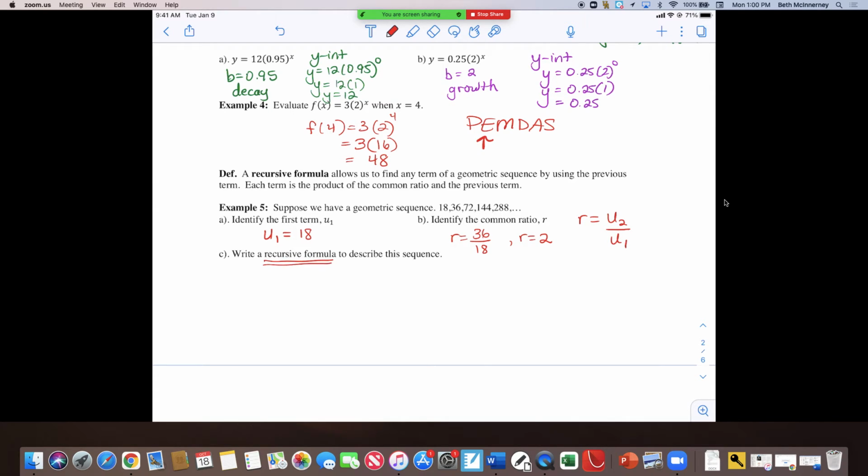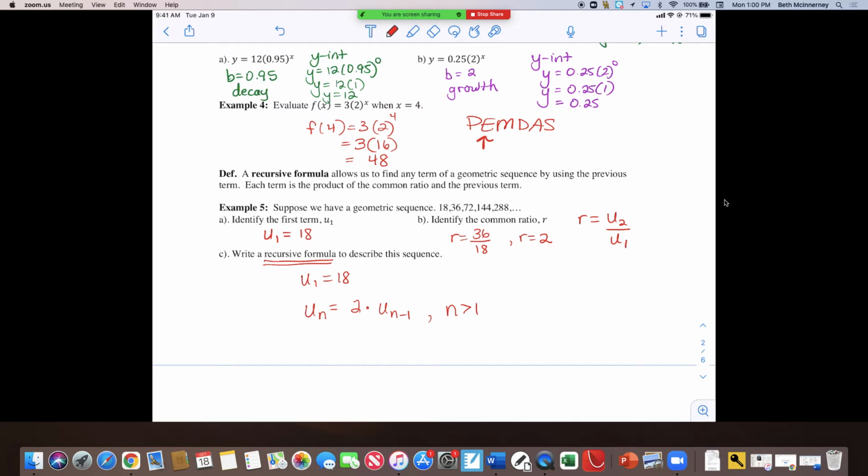Now, a recursive formula has a minimum of 2 lines. You always state your first term, and then what you do, and this is what's kind of strange, is you take your common ratio times the previous term. And the previous term would be u sub n minus 1. That just says it's the one in front of u sub n. Now, we do put here that n has to be greater than 1, because you can't have a subscript that's negative. That doesn't make any sense, okay?